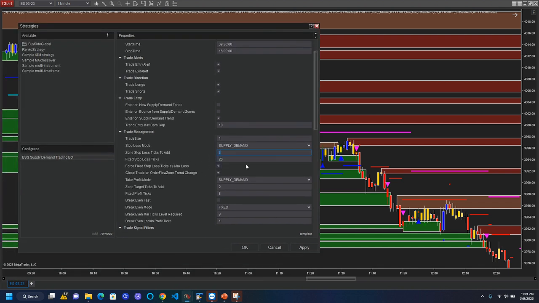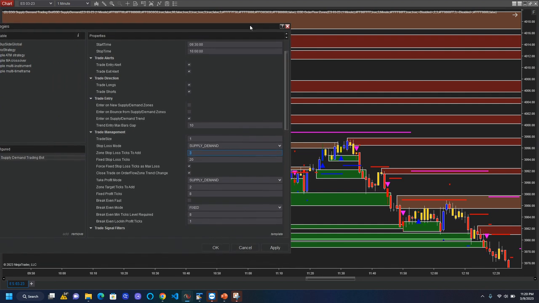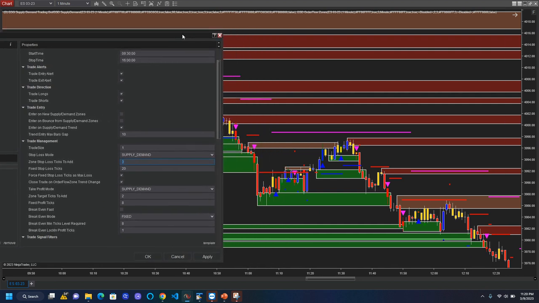There is one more way to exit the trade, and that's very powerful from my perspective. Most of the time, we don't know when the market is trending, and we don't want to exit the trade too early. Let's wait till the trend changes. When I say wait till the trend changes, that's where order flow zones come into the picture.